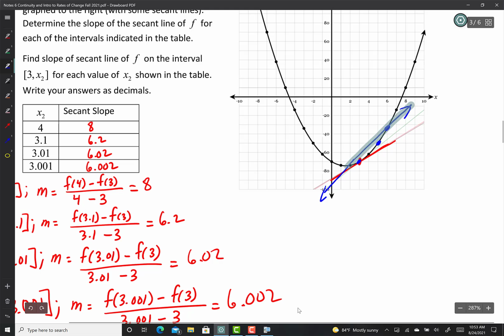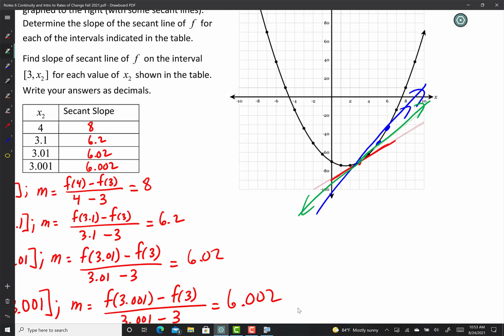So I guess I should have written it like this. So sorry, guys. Let me see if I can do a better visual. So there's one secant, and then here's another secant in green. And then eventually, see, as I get closer and closer to the value of 3, you're getting closer and closer to your tangent slope at 3. Does that make sense, guys?